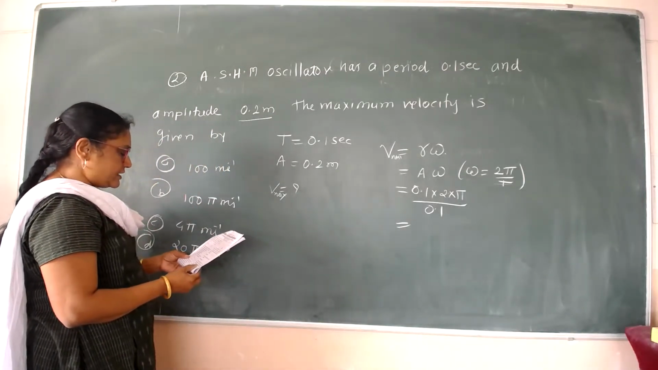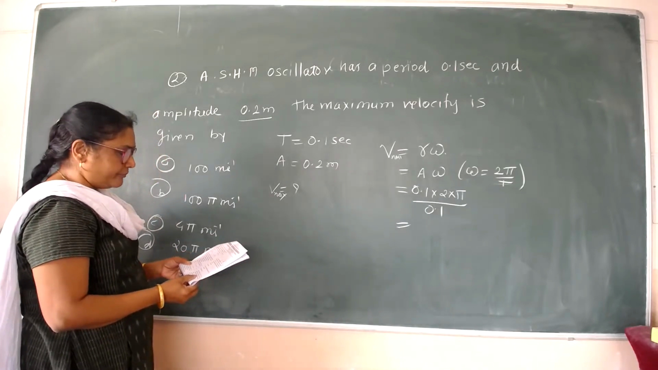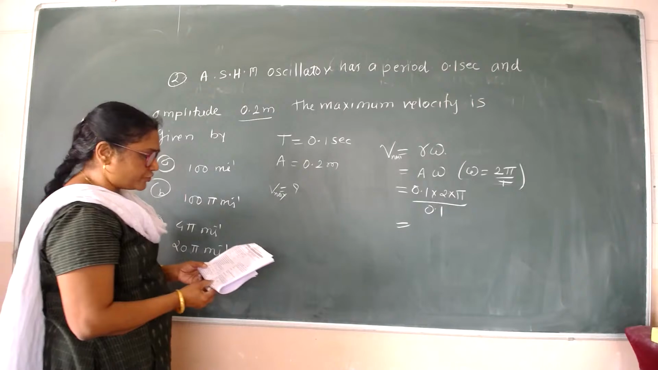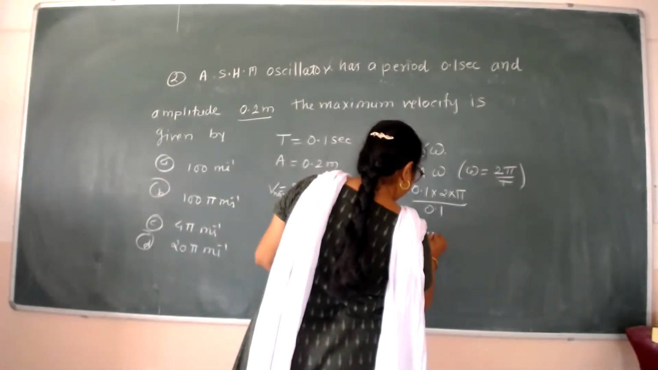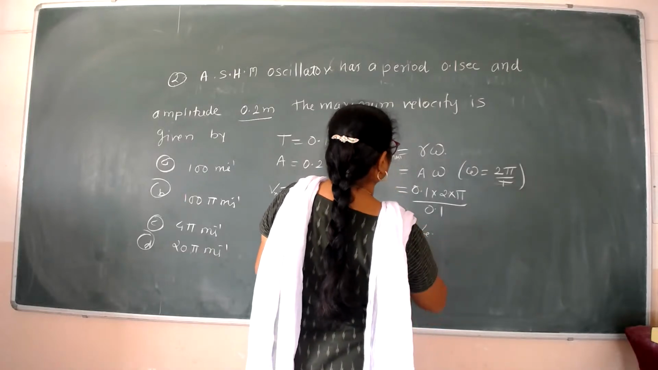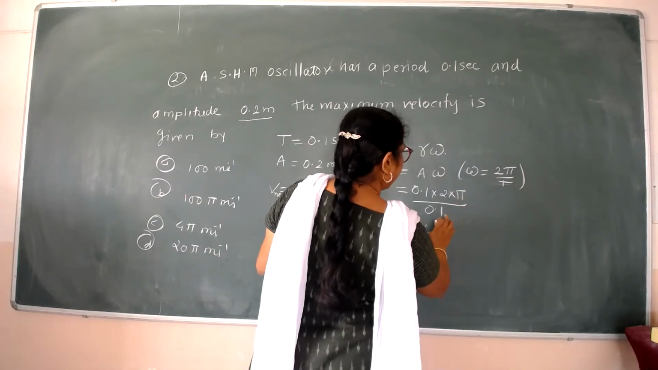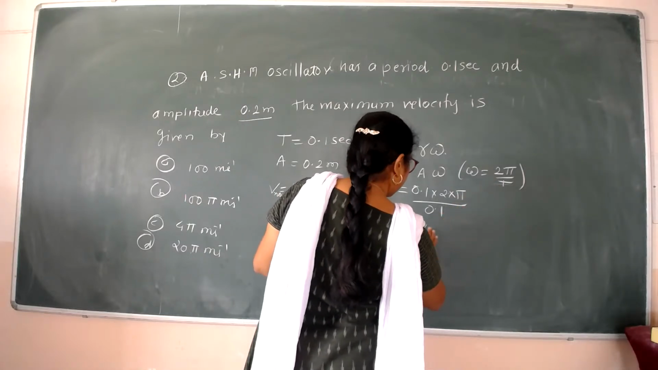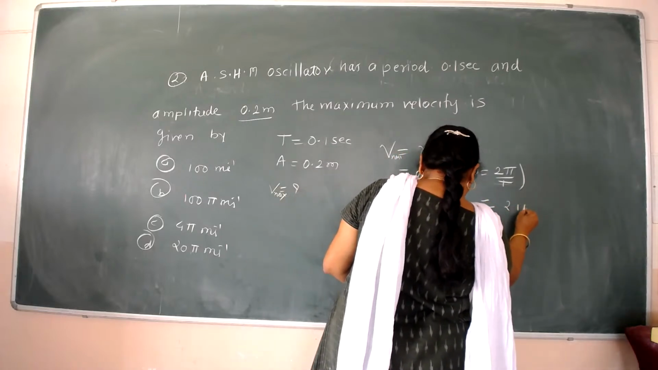The answer is in the form of 0.1 meter. Omega is equal to 2 pi by T. That is 2 into pi divided by 0.1. T is equal to 0.1, so this value is equal to 2 pi.